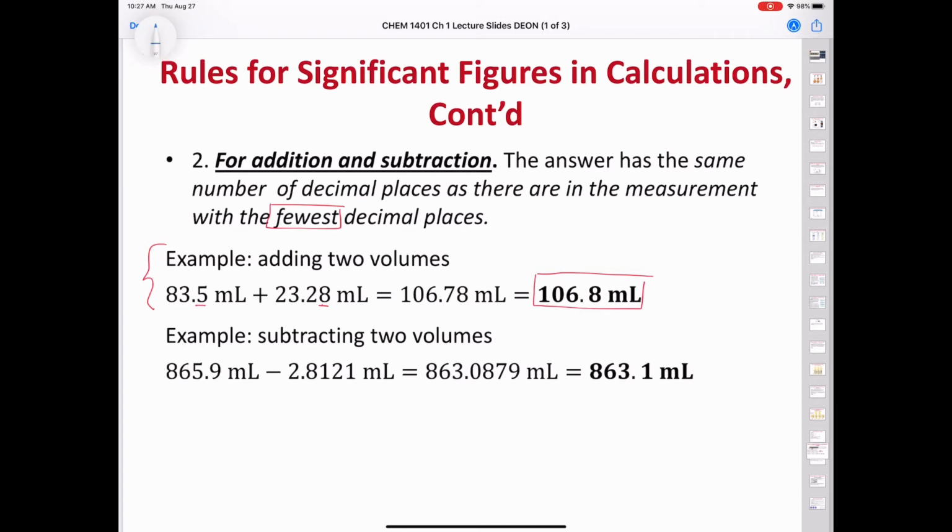The same thing applies for subtraction. We have 865.9, subtract 2.8121. We punch that in our calculator and we get this big number, 863.0879. But again, the first number, 865.9, only has 1 decimal place, whereas the second number has a total of 4 decimal places. And therefore, we can only report our final answer to 1 decimal place.